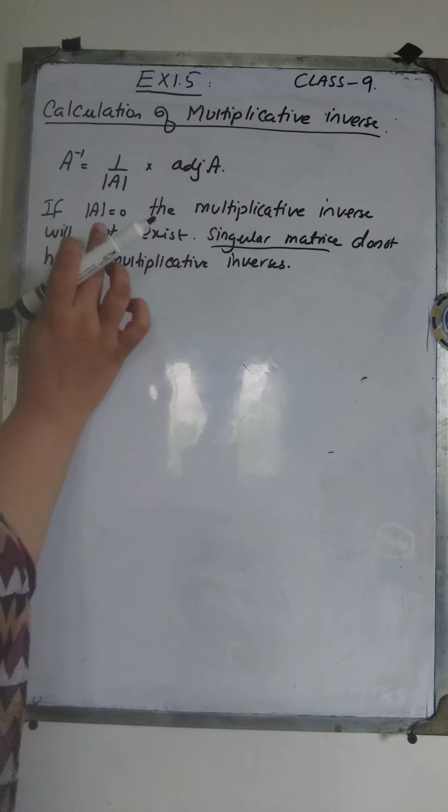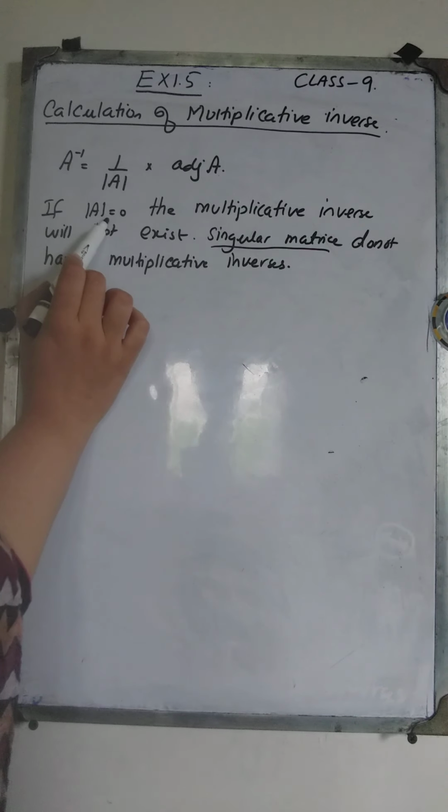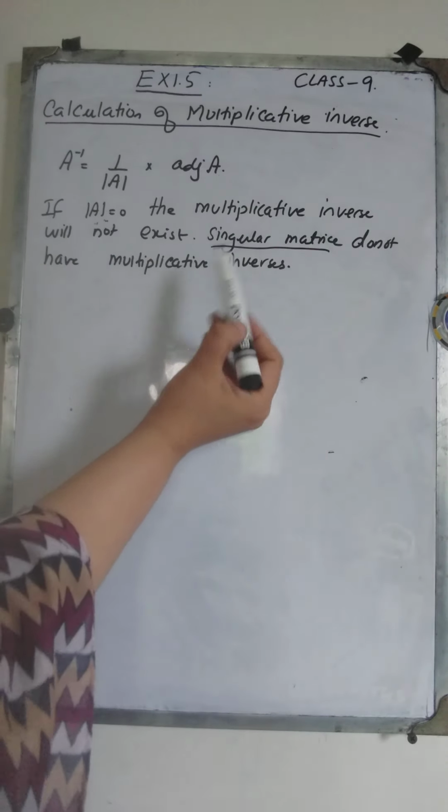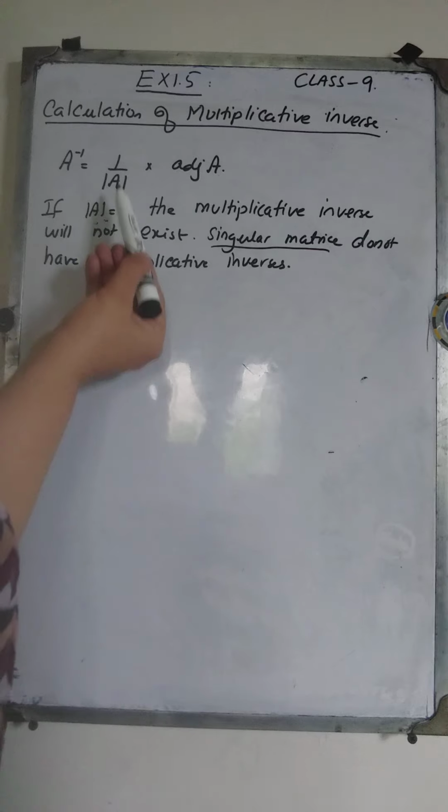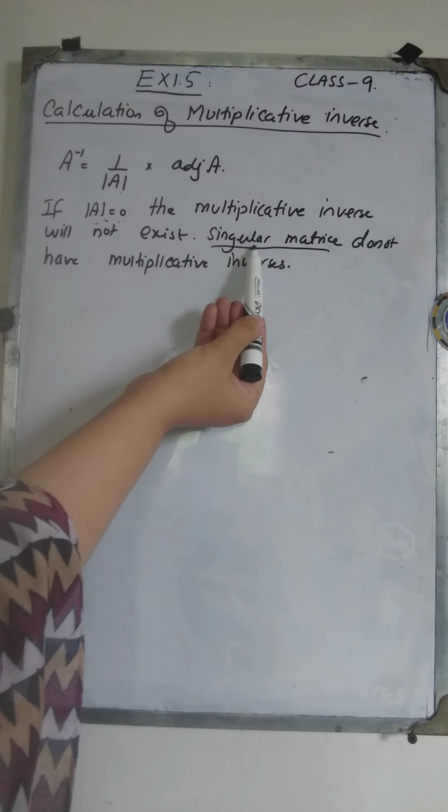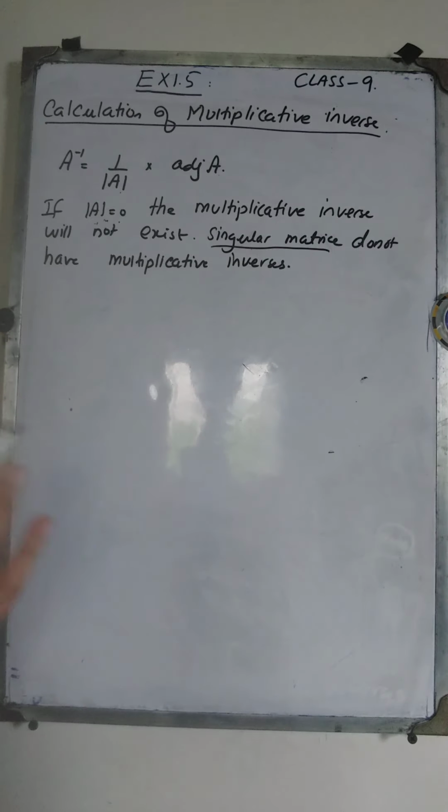If you remember, in the previous lecture we studied that if the determinant is equal to 0, then those matrices are called singular matrices, and the inverse does not exist. It means that singular matrices will not have any multiplicative inverses. So if you have a singular matrix, you don't need to find its multiplicative inverse, because it does not exist.